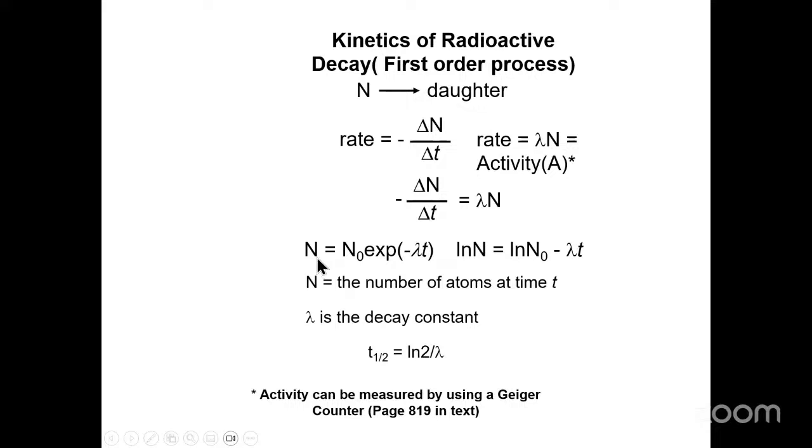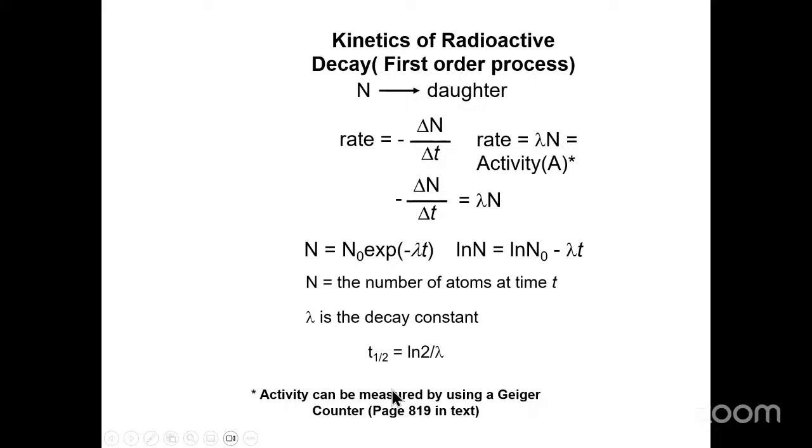N, which is the number of nuclei present at time t, is equal to the initial number of nuclei, N0, times e to the minus lambda t, right? And another way of expressing it is ln N is equal to ln N0, the initial N value, minus lambda t, right? So we can use this equation or this equation depending on what the question is asking for, all right? And as I said before, lambda is a decay constant.